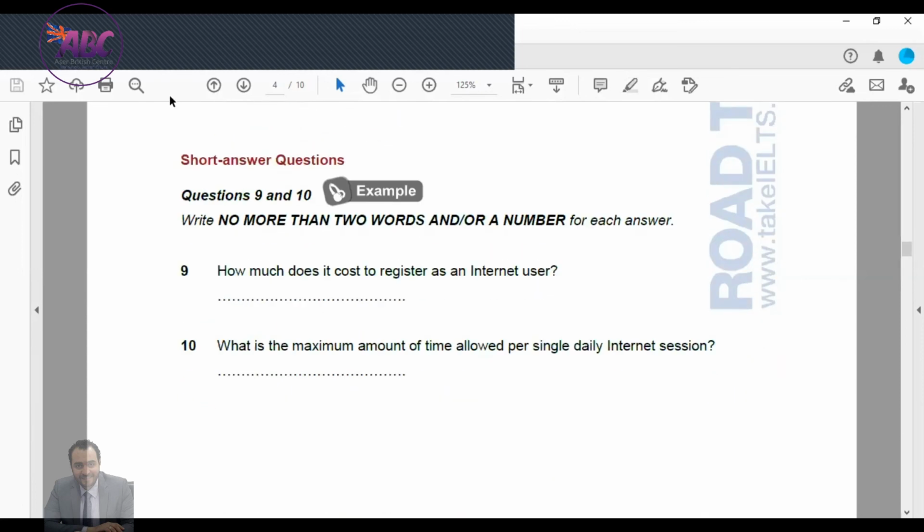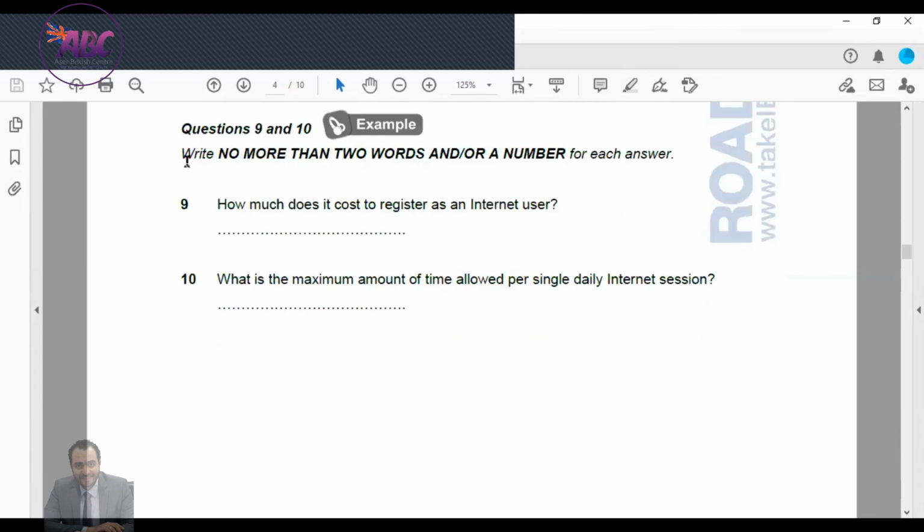Short answer questions. Also pay attention here to the headings. Write no more than 2 words and or number. In some headings, you will find write not more than 1 word or 3 words. So the headings are very important. And most of the Arab students don't pay attention to the headings and start answering directly. And this is, of course, very wrong.